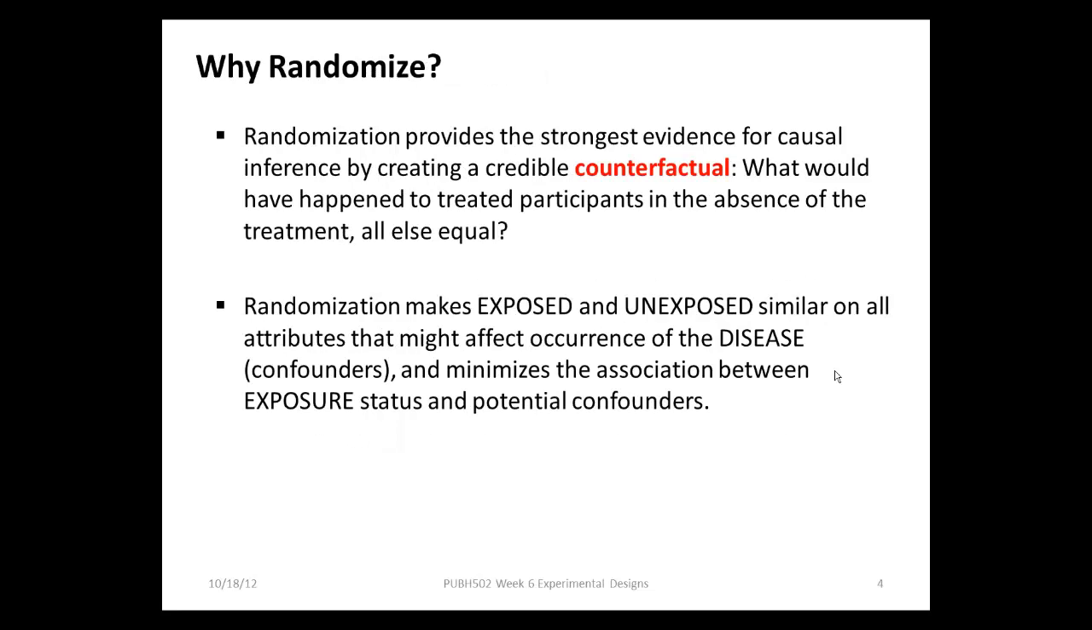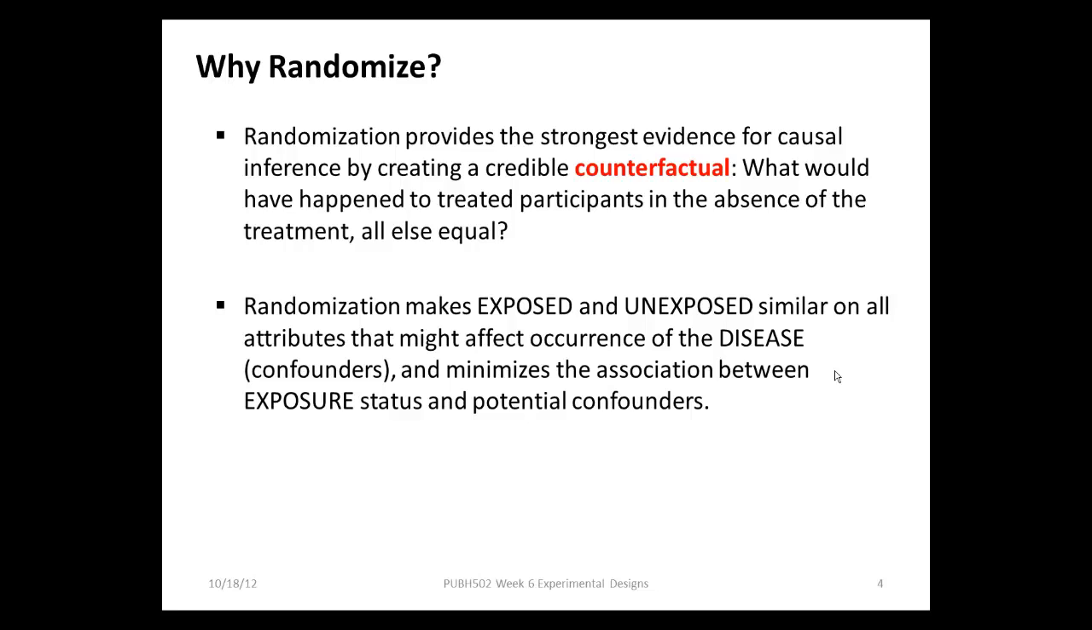So why do we randomize? Again, this may seem like an obvious question, but we think about randomization providing the best causal evidence, the best way to do causal inference by creating a credible counterfactual. And what do we mean by counterfactual? So what do we really want to know when we do a randomized trial? We want to know if a treatment works. And in reality, the only way we can find out if that treatment works would be to observe the same group of people getting the treatment and at the same time not getting the treatment. And we don't happen to live in a universe where that's possible.